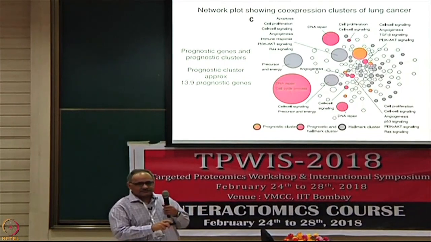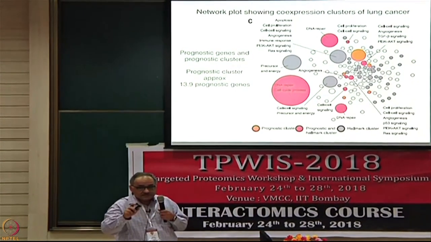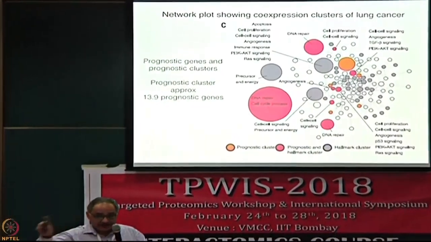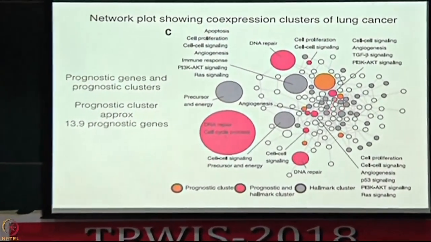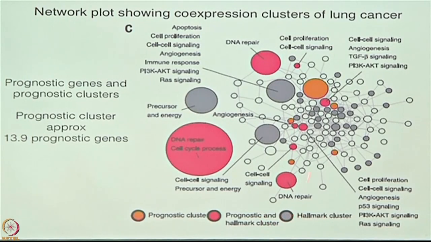And in this diagram, the reverse is true. If you look at the periphery, the large ones are the ones which have a greater chance of having an effect. The inner ones, not so many. And also, the differences are highlighted, the gray ones are the hallmark clusters. They were published 7-8 years ago. And the prognostic and hallmark clusters are our work, which is superimposed on the hallmark. We are agreed that these are all important. And then there is a third group in which we say this is a prognostic cluster, but hallmark hasn't talked about it.